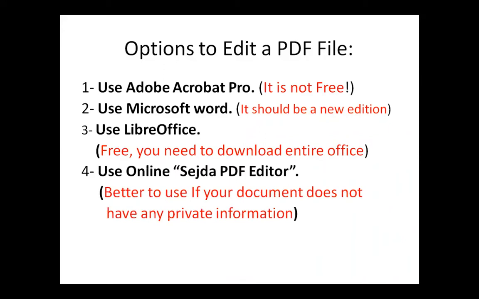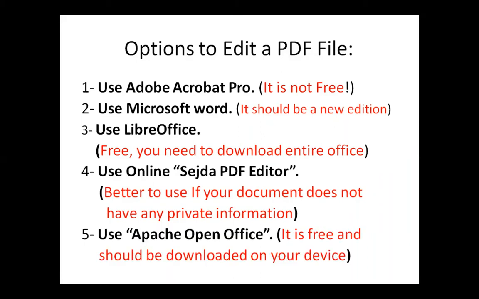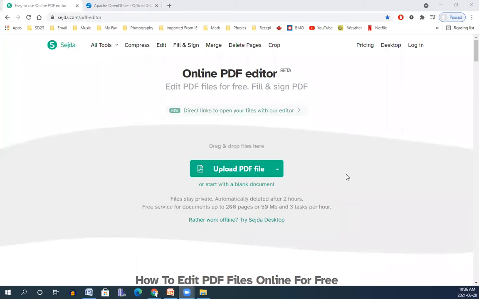Number four is using the Sejda PDF editor, which is online, and it's better you use that if your document doesn't have any private information. And the last one is using Apache OpenOffice, which is free and should be downloaded on your device. Today, we want to work on number 4 and 5, and I leave the addresses in the description below. This is option number 4, using the Sejda PDF editor.